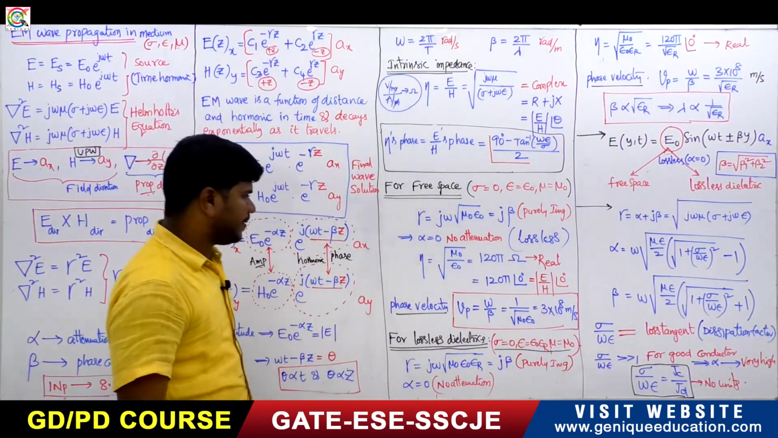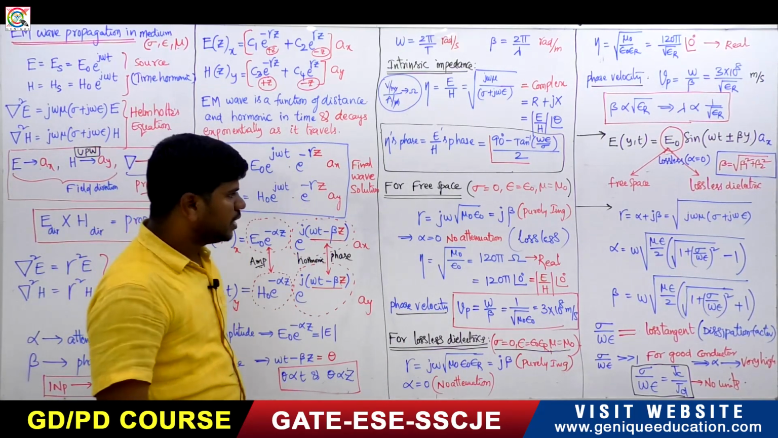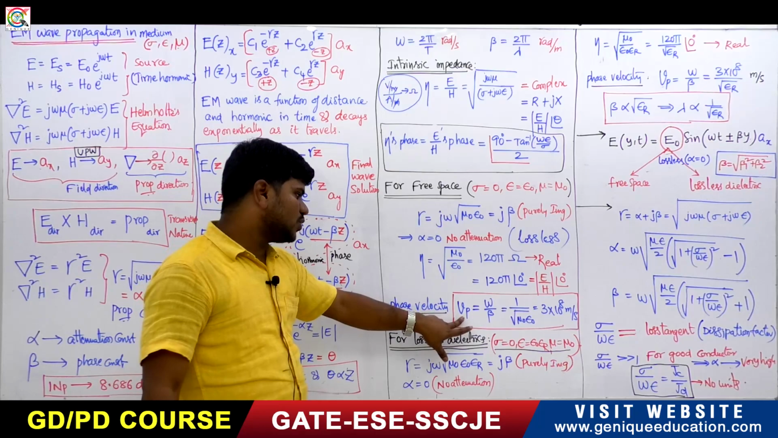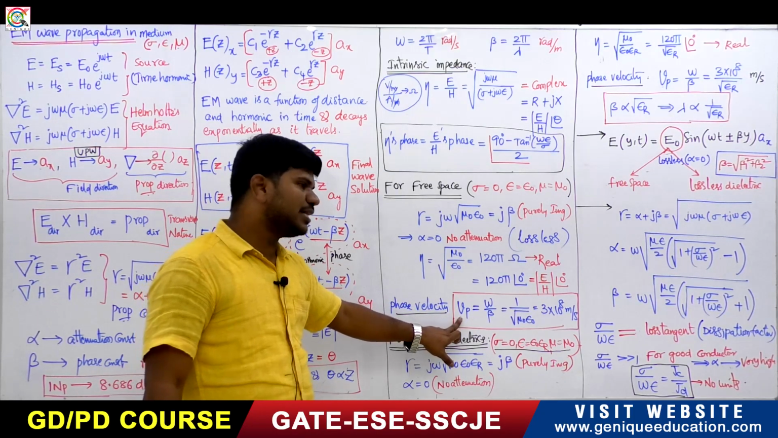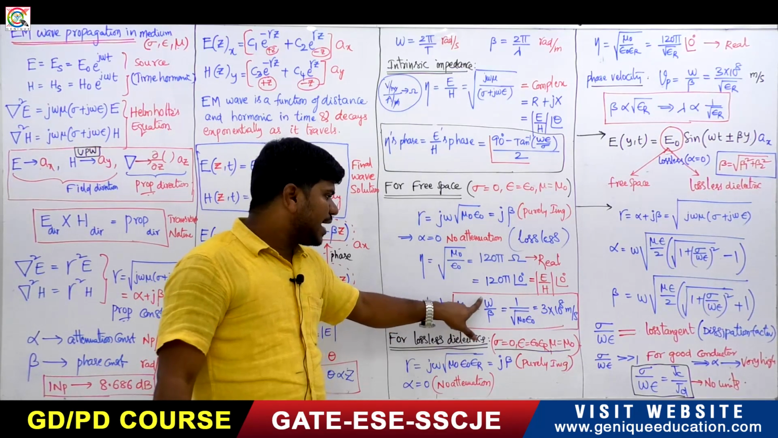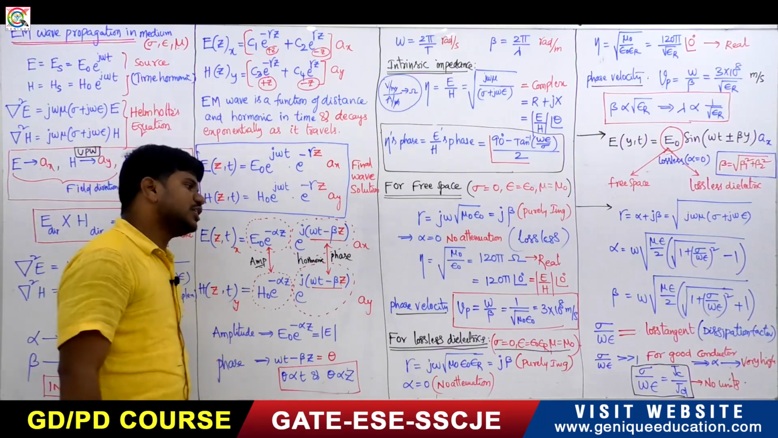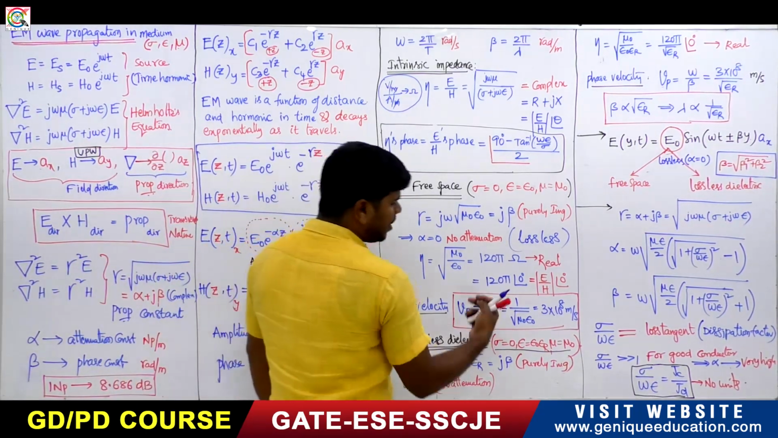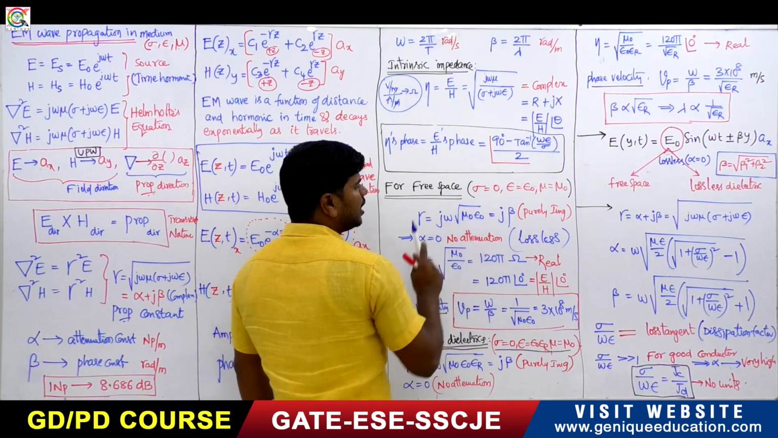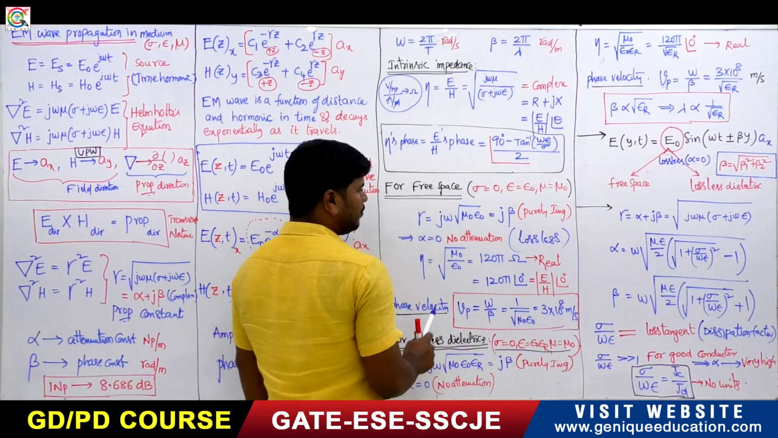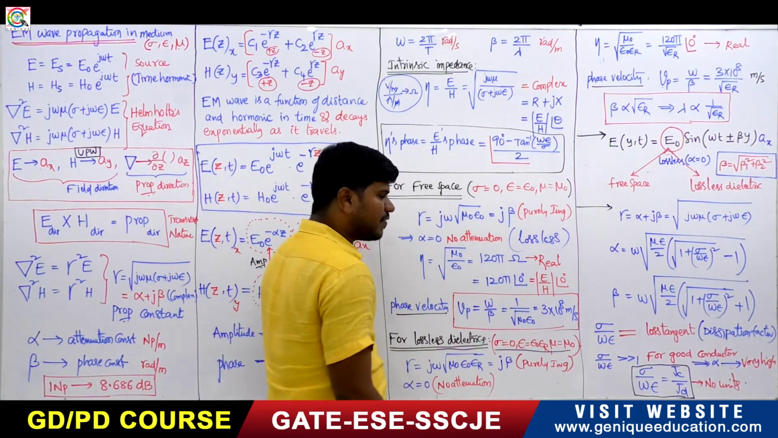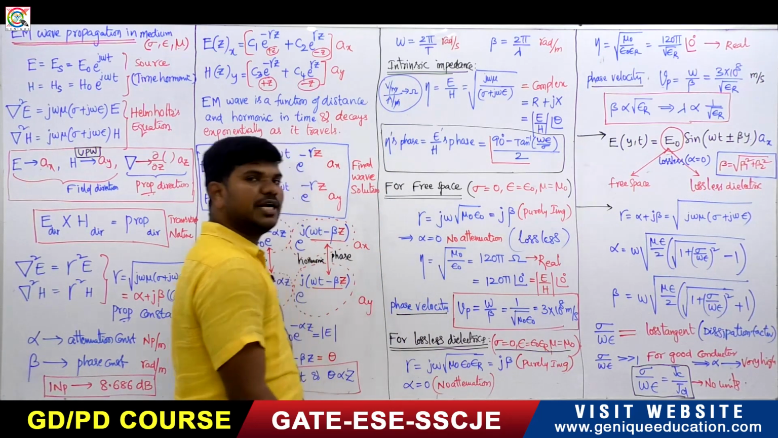Now come to the phase velocity. What will be the phase velocity? The distance traveled by the in-phase point is called the phase velocity. So you can write that omega by beta is equal to the phase velocity, Vp equals omega by beta. What is beta here? Beta is equal to omega root mu naught epsilon naught. So omega by beta will give you 1 divided by root of mu naught epsilon naught. If you put in the mu naught and epsilon naught values, you will get 3 into 10 power 8 meters per second.